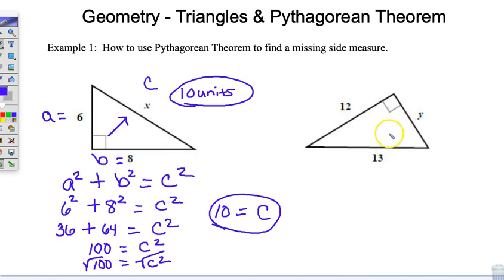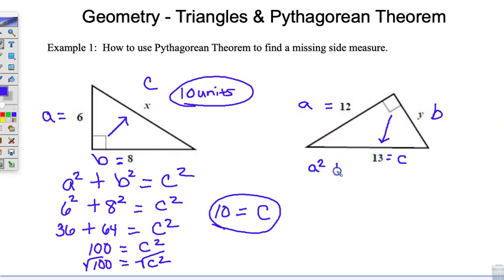Identifying the hypotenuse would be the most important thing before you start. If I go directly across from my 90-degree angle, I see that that number is 13. So this is going to be my C value now, or my hypotenuse. That means one of the legs is missing. So I'm going to make the 12 equal to my A, and this is the missing side, so that's the missing measure I'm looking for. Okay, so let's set up our problem.